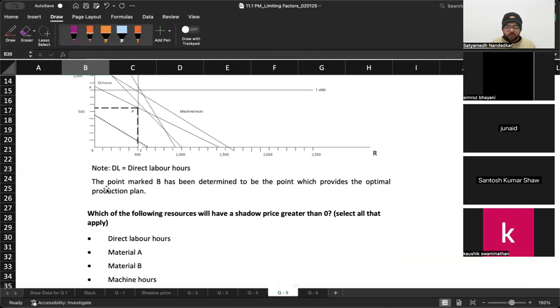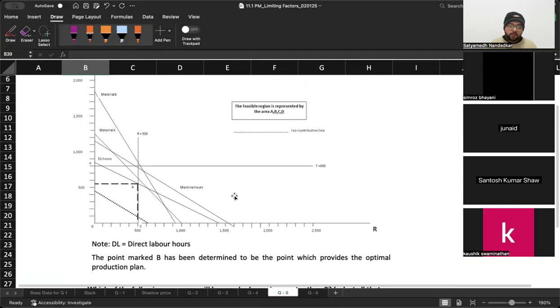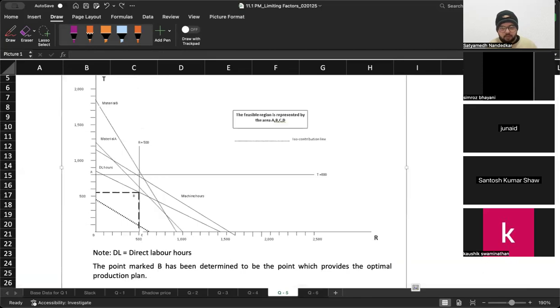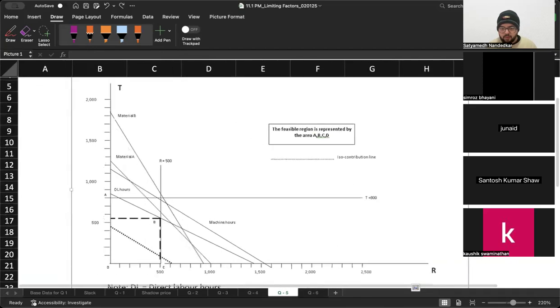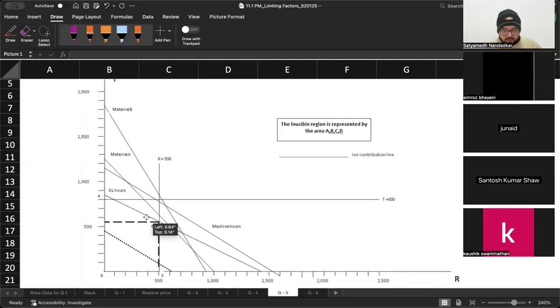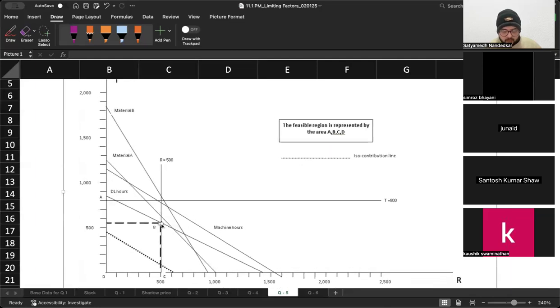Now you read the question. Point B has been determined to be the point which provides the optimal production plan. Let's magnify it a little more. Point B gives you the optimal production plan. Now point B lies at the intersection of this line R, ठीक है, and this line A. ये लाइन देखो, this point lies at the intersection of which two lines?